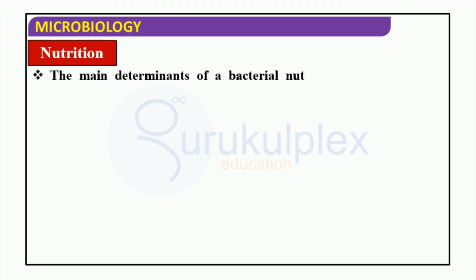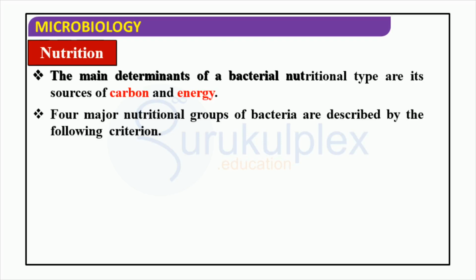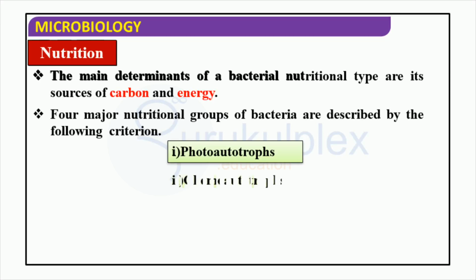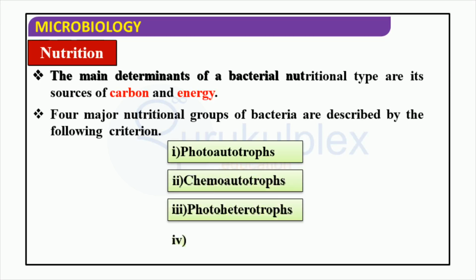Bacteria can be classified into four main groups depending on their sources of carbon and energy. These groups are photoautotrophs, chemoautotrophs, photoheterotrophs, and chemoheterotrophs. Understanding the nutrition of these different bacteria is essential for research. Let's take a closer look at each group.